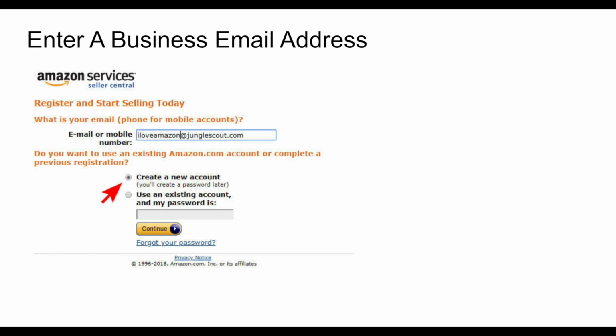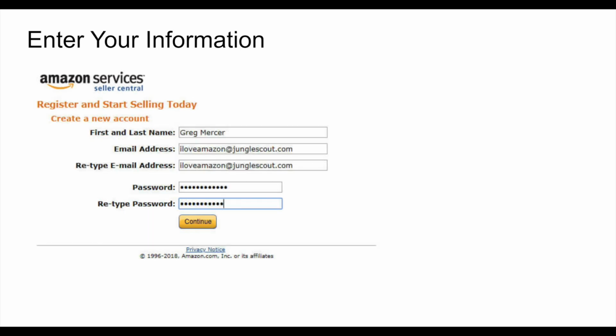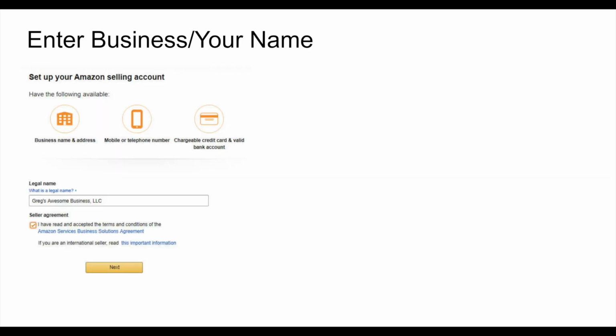And this is something that you may need to email your customers with. You don't necessarily have to use that one, but I just suggest that you keep it separate from your personal Amazon account. Then you will enter your information. You put your first and last, your email address, put your password in there. It's self-explanatory. This is where you put in your business or your personal name in this legal name box. Make sure to click that I have read and accepted the terms and conditions, and then click next.